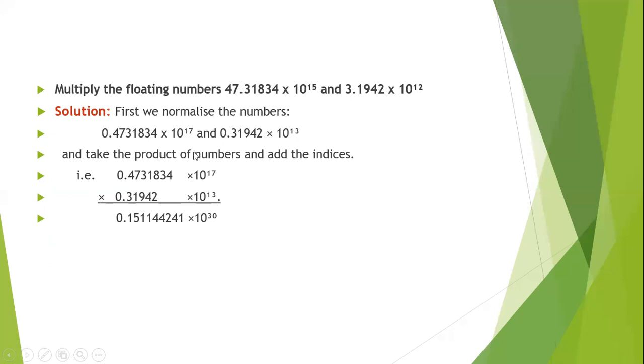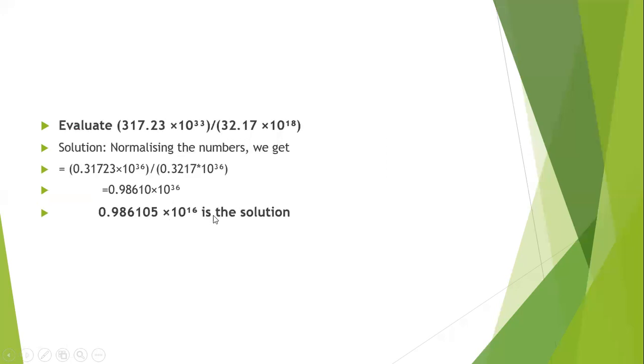And take the product of the numbers and add the exponents. That means the multiplication of these two terms and the addition of the exponents. The multiplication of these two terms is 0.1511442441 into 10 raised to 17 plus 13, that is 10 raised to 30.